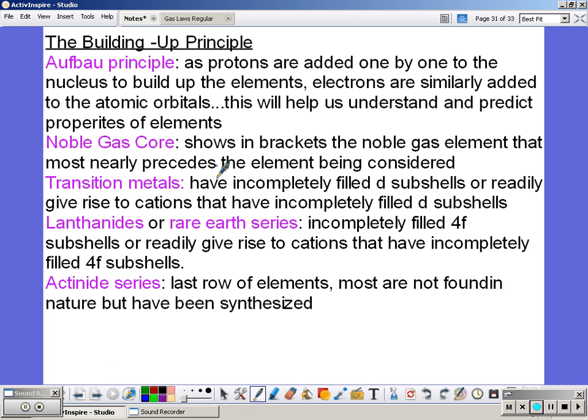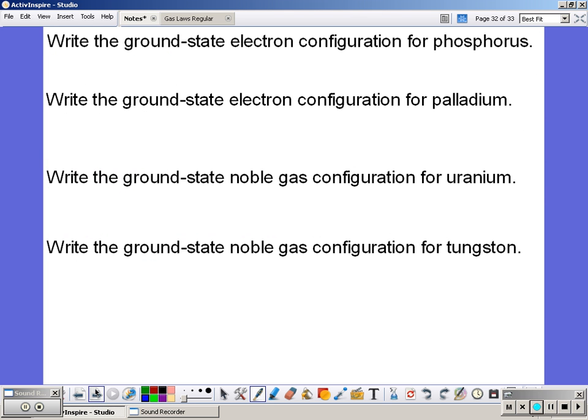Okay, so write the ground state electron configuration for phosphorus. Phosphorus has 15 electrons. So we would say 1s2, 2s2, 2p6, 3s2, 3p3.